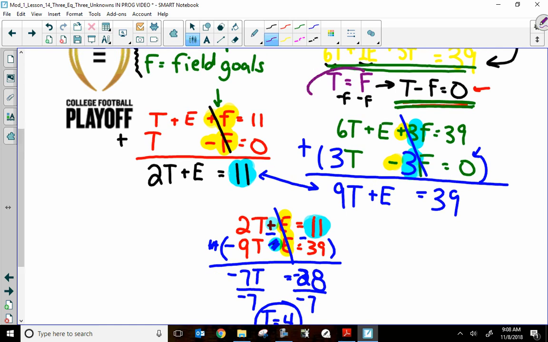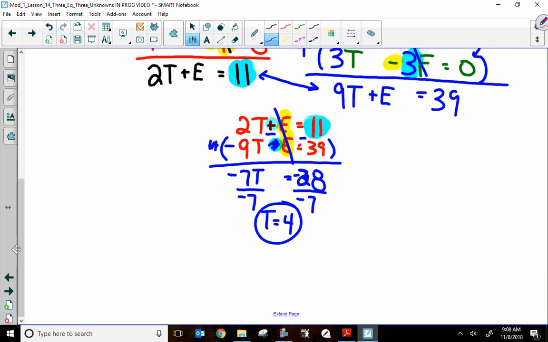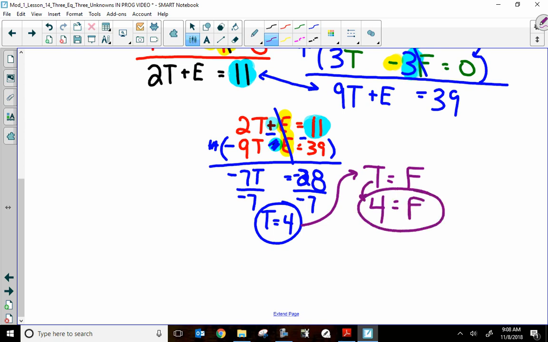Isn't T equal to F? Wasn't that one of our equations? If I scored 4 touchdowns and T equals F, that means 4 equals F as well. Boom. So I've got 4 touchdowns and 4 field goals.